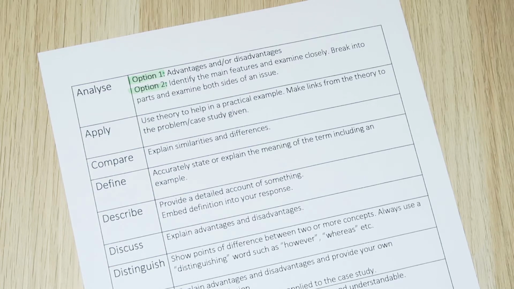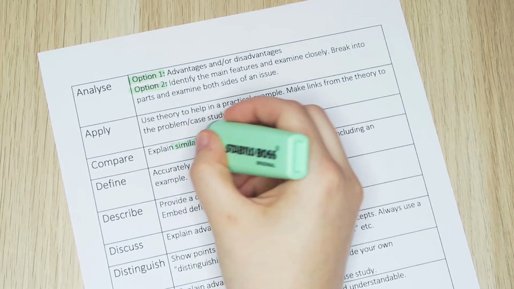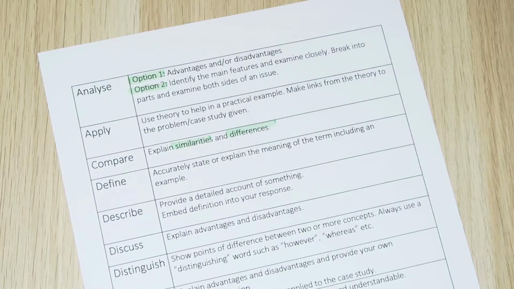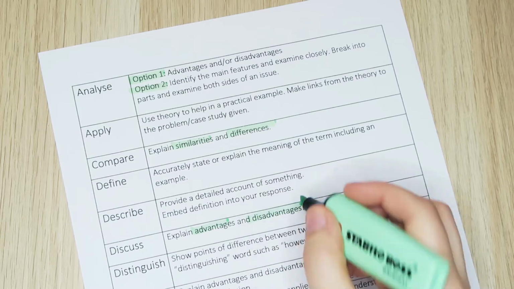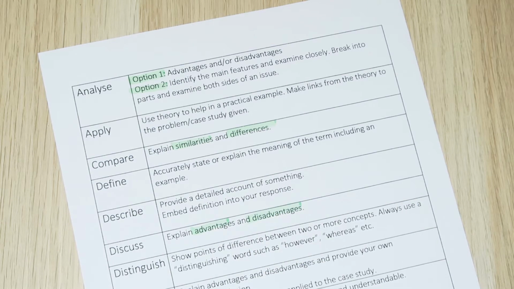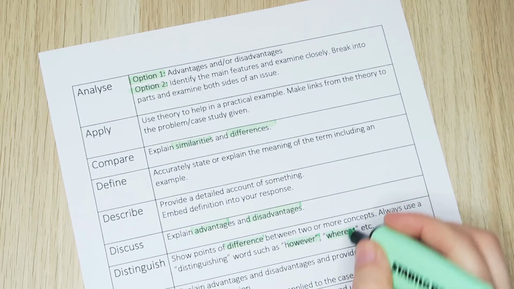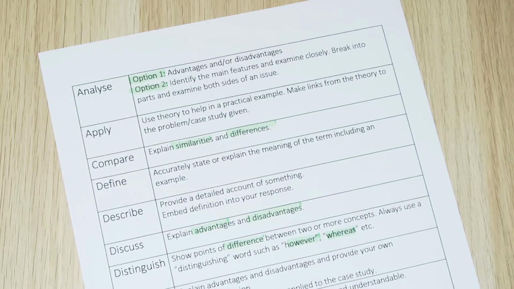When applying something, you need to make links between a case study and a piece of theory, and to compare two strategies requires you to explain what's similar and different about them. A discuss question requires you to explain the advantages and disadvantages of a strategy, and to distinguish between two things requires you to explain what's different about them. A side point here is that you must include a distinguishing word in your response. So for example, dogs bark, whereas cats meow.